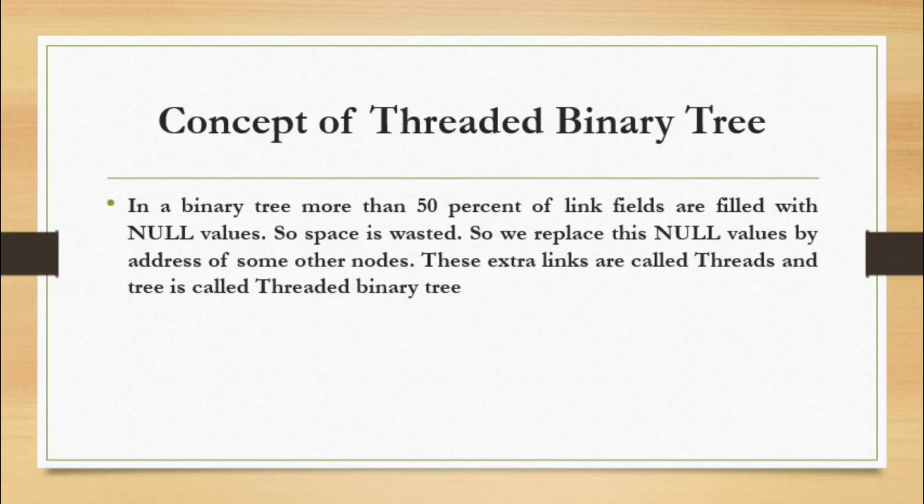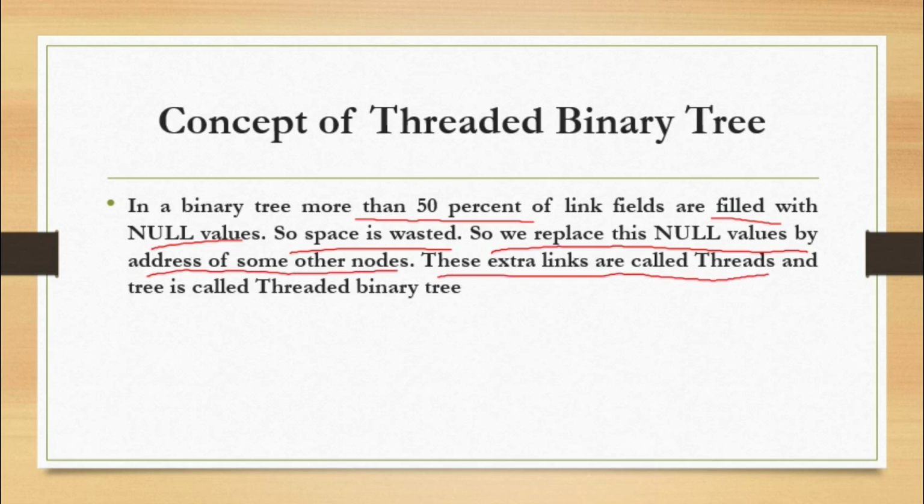In a binary tree, more than 50% of linked fields are filled with null values. Let us see how 50% of linked fields are stored with null values. So space is wasted. So we replace these null values by addresses of some other nodes. These extra links are called threads, and the tree is called a threaded binary tree. In general, this is the basic concept.